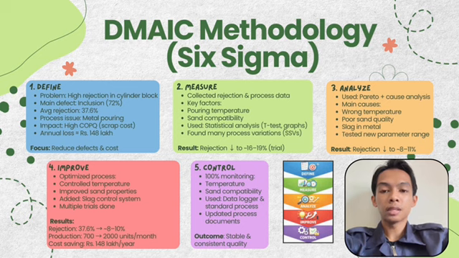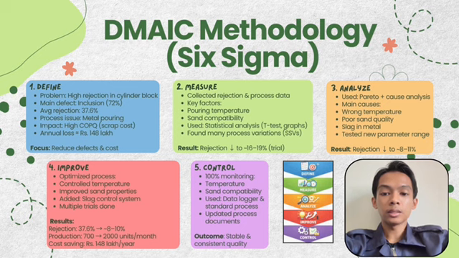Second phase is the measure phase. In the measure phase, data such as rejection rate, pouring temperature, and also the sand condition were collected. Statistical tools like graph and t-test were used. The results show that there are many process variations and the rejection was still around 60% to 90%.